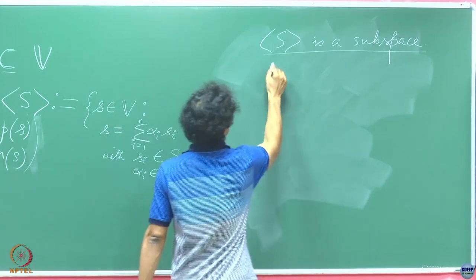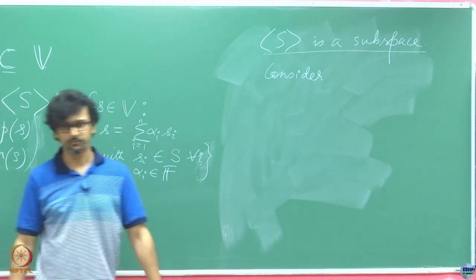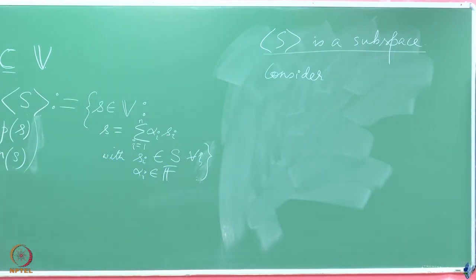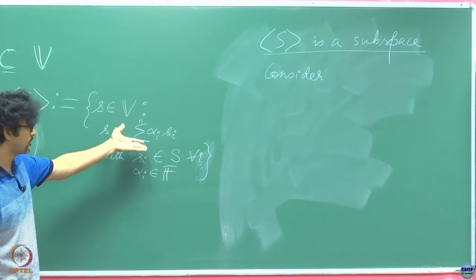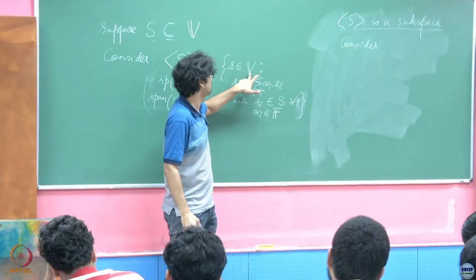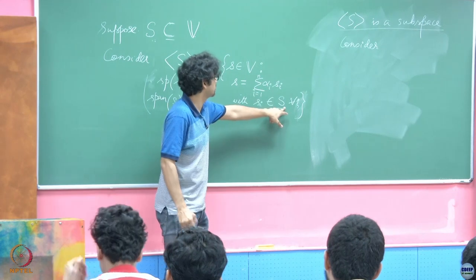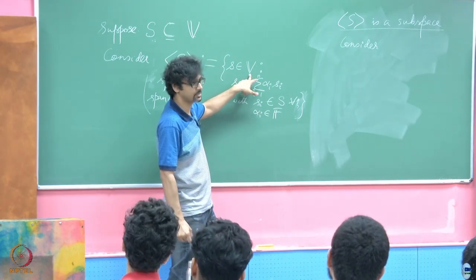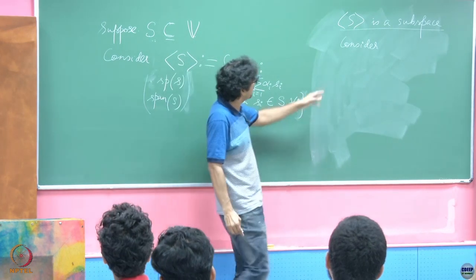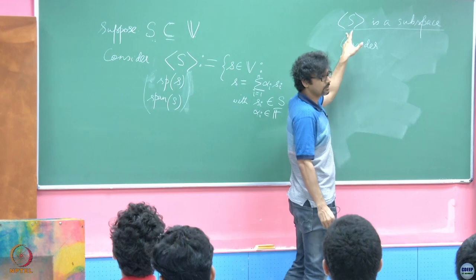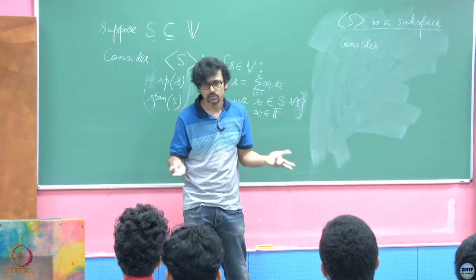So of course, the fact that the span of S belongs to V doesn't need to be proved. It's obvious from the definition because each of these objects is coming out of the set S, which is in turn contained inside the vector space V. So the fact that whatever you cook up inside this span must be contained inside V goes without saying. So the first check is done.